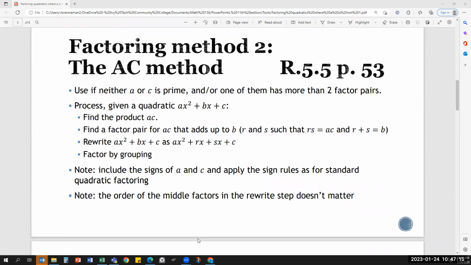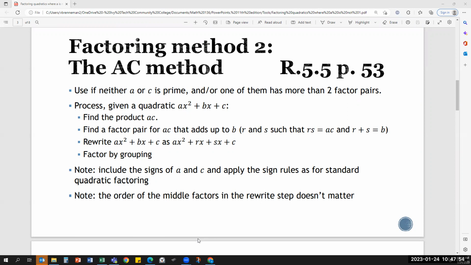Method 2, the AC method, this is pretty much the standard way to do this. It's a systematic approach. There's not as much guessing and checking involved. The process is you multiply a and c, you get that product. Then you do the standard factoring procedure. You're looking for a factor pair for ac now that adds up to b. Once you get that factor pair that works, though, you don't just put those into the factor. You use those to rewrite bx as two separate pieces.